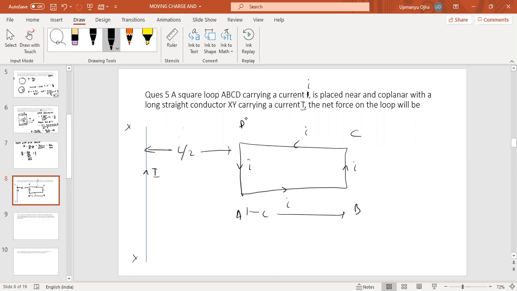Wait, let me draw this properly. Just wait, I am drawing properly.